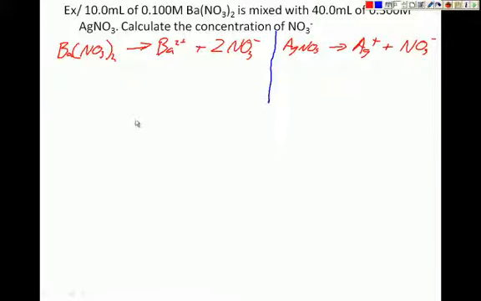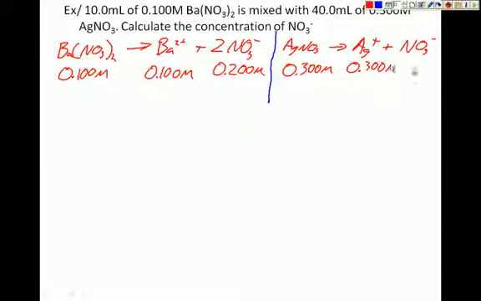Okay, so again, this one starts off with 0.100 molar, and since it's a 1:1:2 ratio, you know that this is going to be 0.100 molar, and this is going to be 0.200 molar, and this is going to be 0.300 molar, and since it's 1:1:1 ratio, this is also 0.300 molar, and this is 0.300 molar.